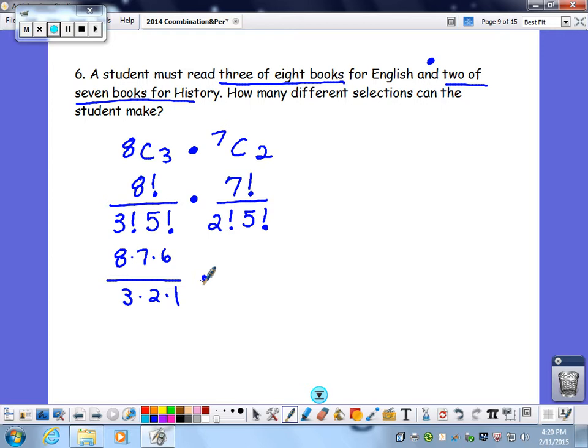That should give you 56 when you do that math. All right, here again, my 7 factorial and my 5 factorial. I can cancel out 5 all the way down to 1. So that leaves me with 7 times 6 in the numerator and 2 times 1 in the denominator. All right, do that math. 42 divided by 2 is 21. Now multiply 56 times 21 and you get 1,176 different selections.